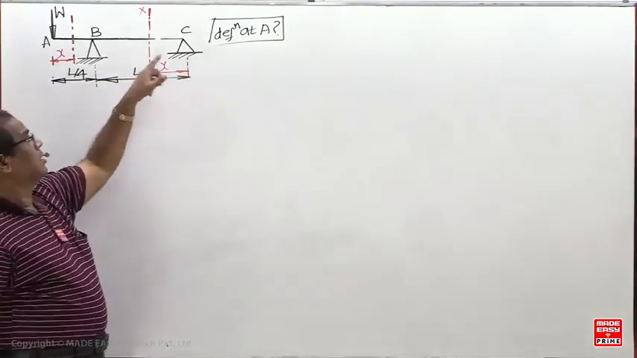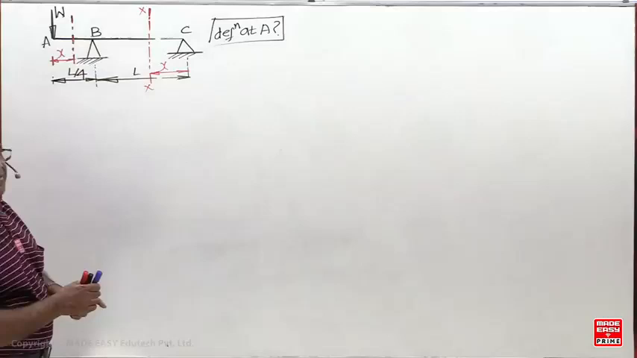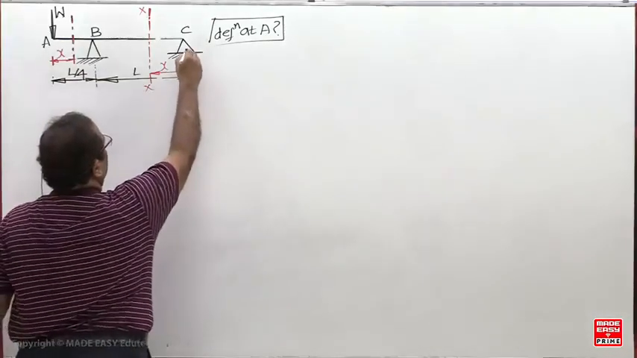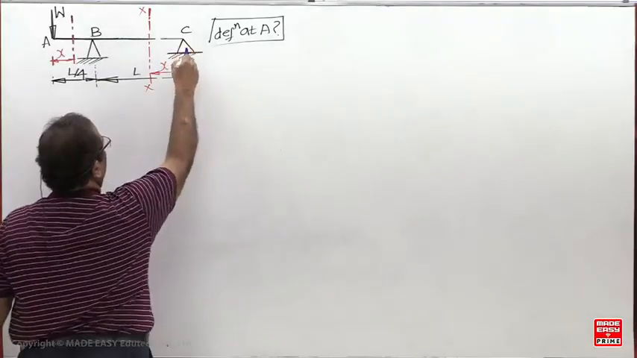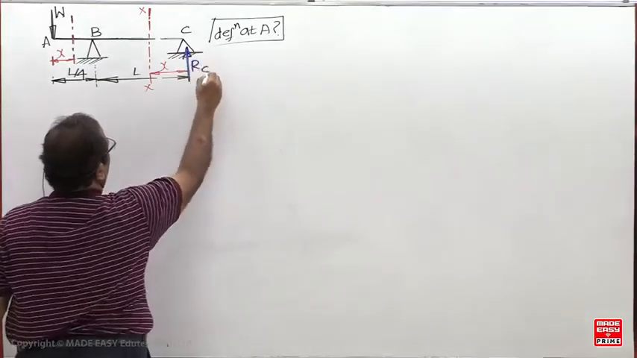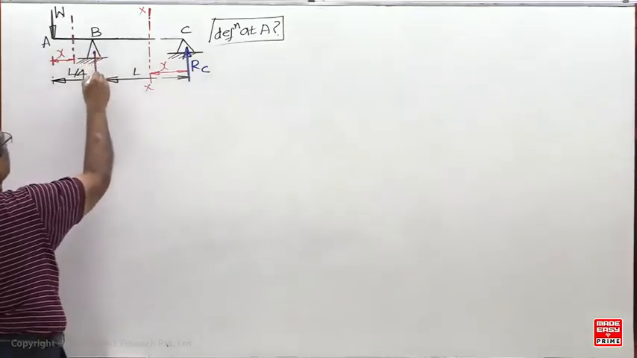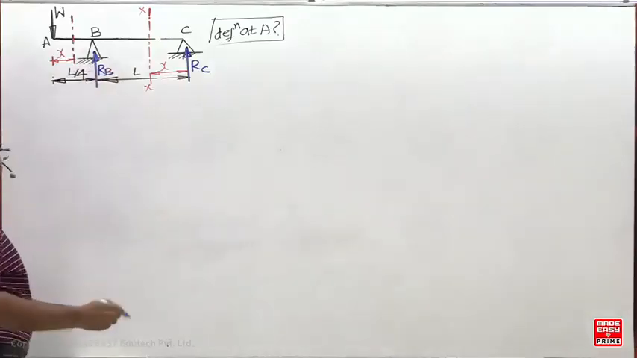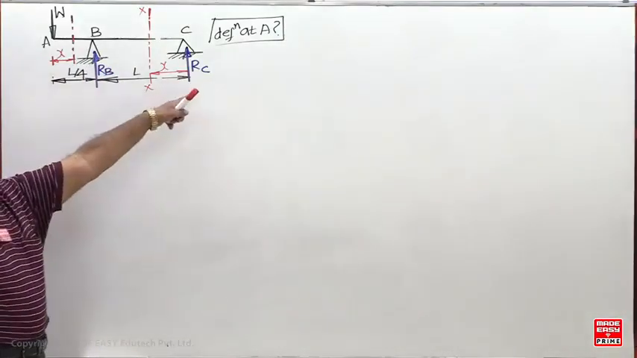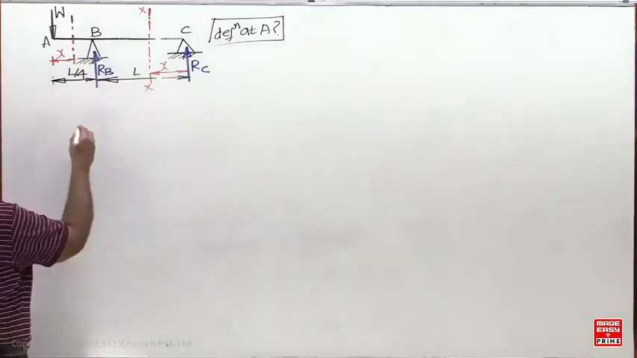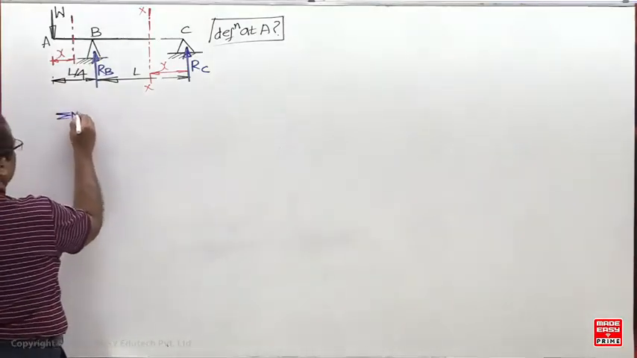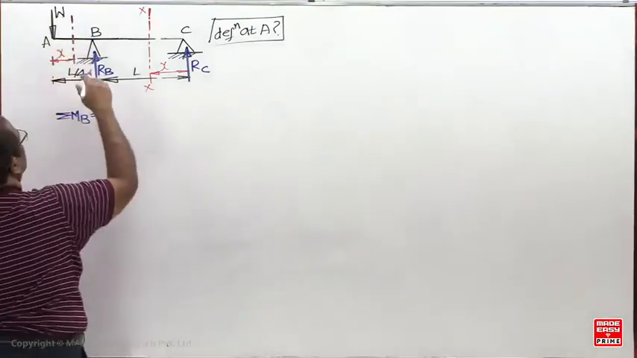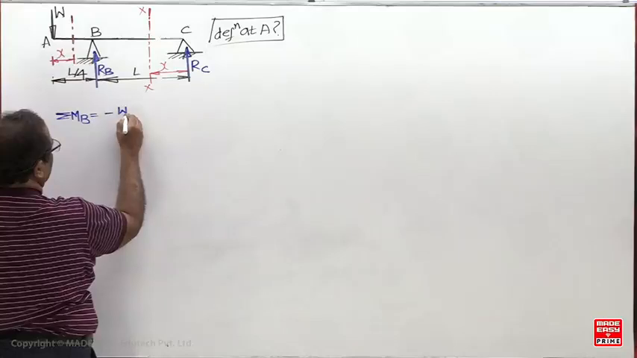So how to get RC now? Take the sum of the moments about B. RB is optional. I am interested only in RC. So directly take the sum of the moments about B equal to 0. How much is this now? Minus W into L by 4.